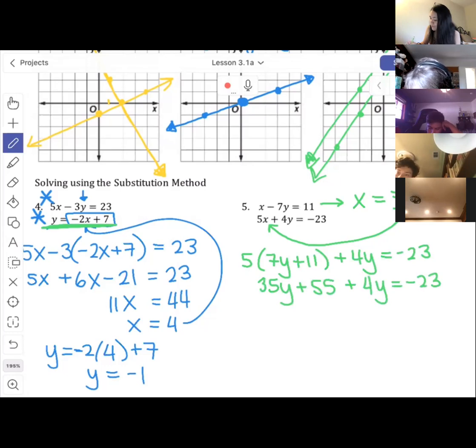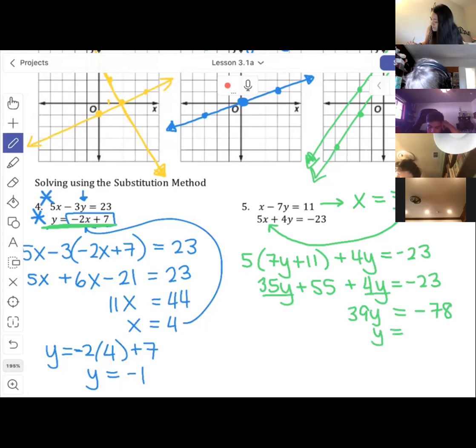Subtract 55 from 23. Good. I get negative 78. Keep going, and then you can add like terms. So it'll be 39y equals negative 78.